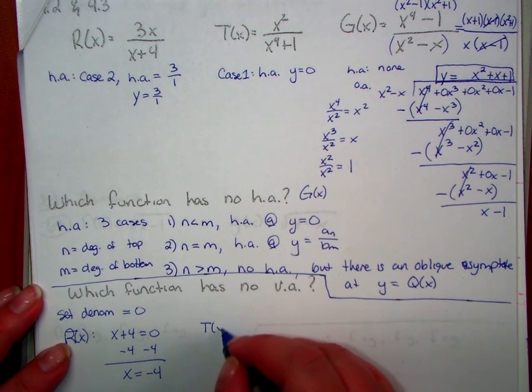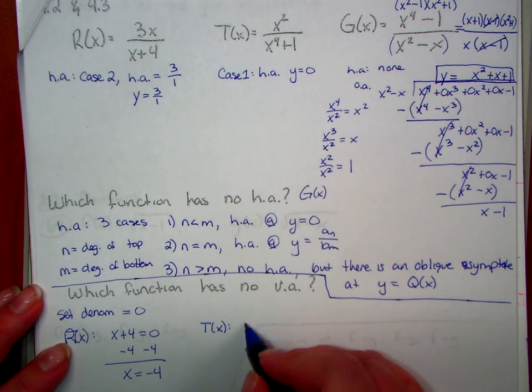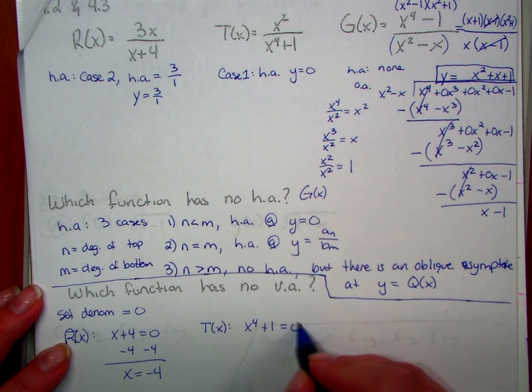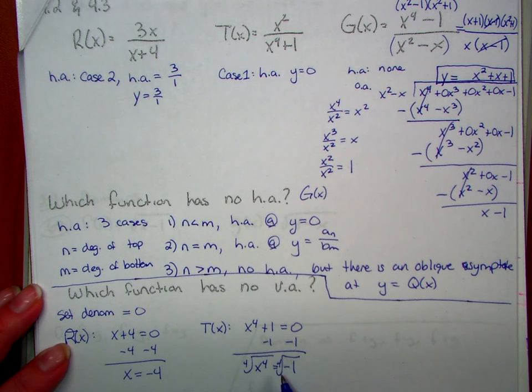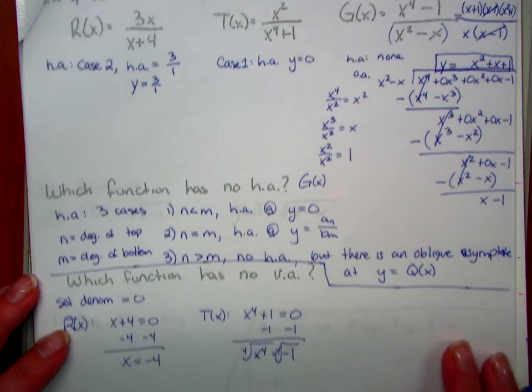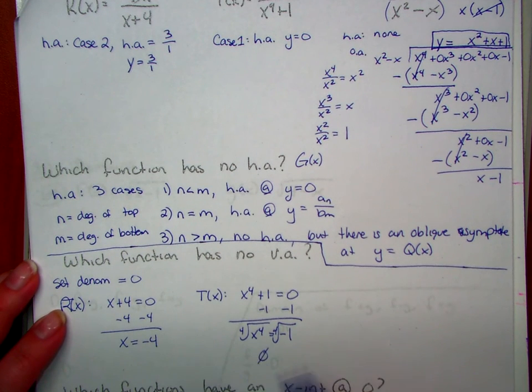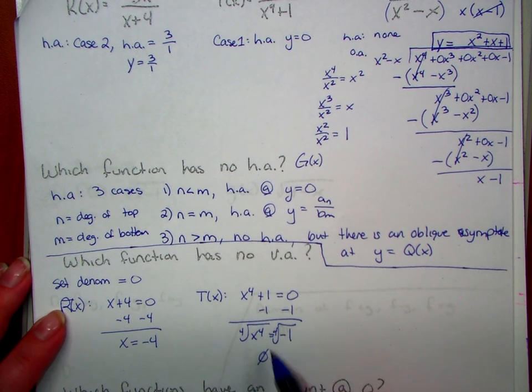In T's case, if I take that denominator and set it equal to 0, the first thing I need to do is subtract 1 from both sides. So I get x to the 4th equals -1. Then I will take the 4th root. Remember, 4th roots work just like square roots. You can't have a 4th root of a negative number. You're going to end up with imaginary numbers. So this is going to have no solution, which means that this one does not have any vertical asymptotes. Already I know T is one of those answers.